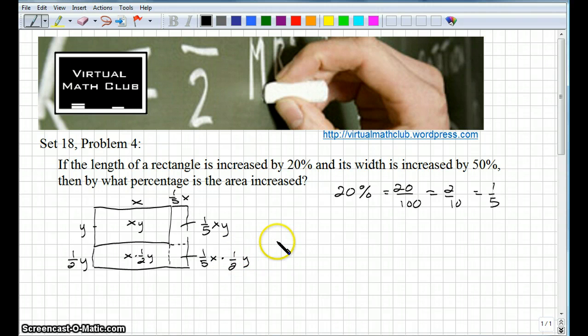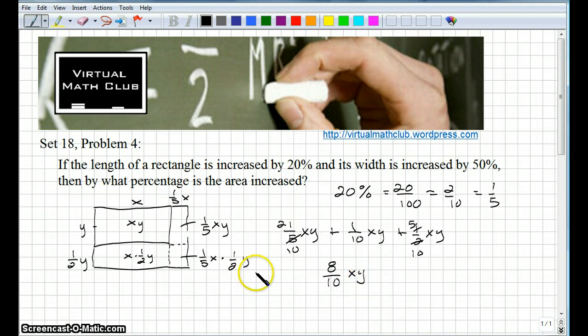So let's add that all up, the increase in area. Just the increase in area is what we're interested in, and then we'll compare it to the original area. So we have 1/5 xy plus, I'm going to multiply these together, 1/5 times 1/2, so that's 1/10 xy, plus 1/2 xy. Now I can put these all in the same denominator. If I make this 10, then this would be 2/10, and this is 5/10. So we have 2/10, 1/10, and 5/10, and that gives us 8/10 xy.